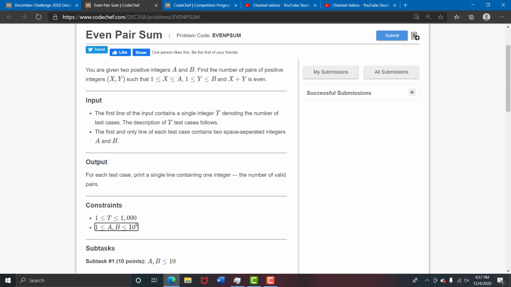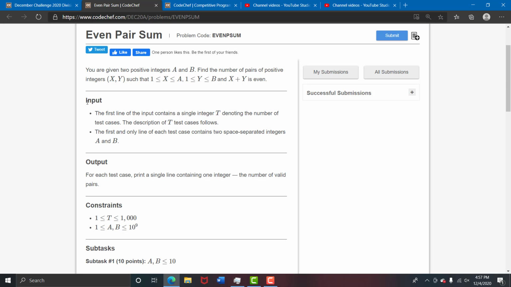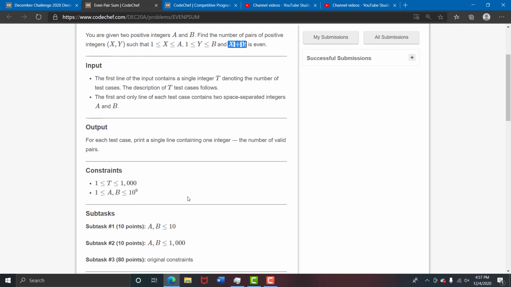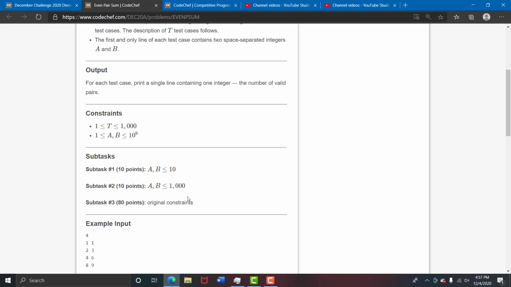As A and B are of the order of 10 raised to 9, it's very clear that the solution should have log n or O(1) constant time complexity. That's for sure. And T is also 1000. It's a parity question, so it's very easy. Just take the number of cases in which x plus y is even, where x comes from A and y comes from B. So your hint is, check the parities when x plus y is even. Select those parities, make cases, and then find the total number of cases which are valid.